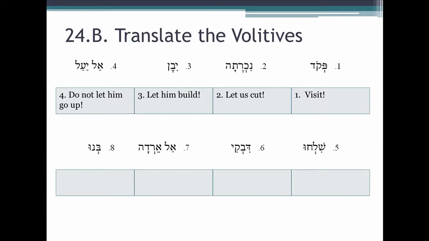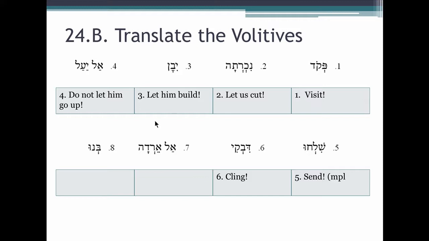Number 5, shilchu. Again, we have an imperative form with the u ending. Send, it's the masculine plural form. We have divki. Again, the hireq yod is a dead giveaway for second feminine singular imperative. Cling, it's a singular, cling.